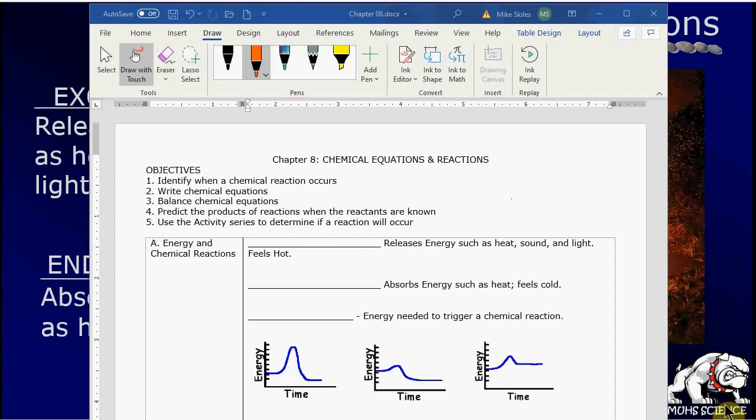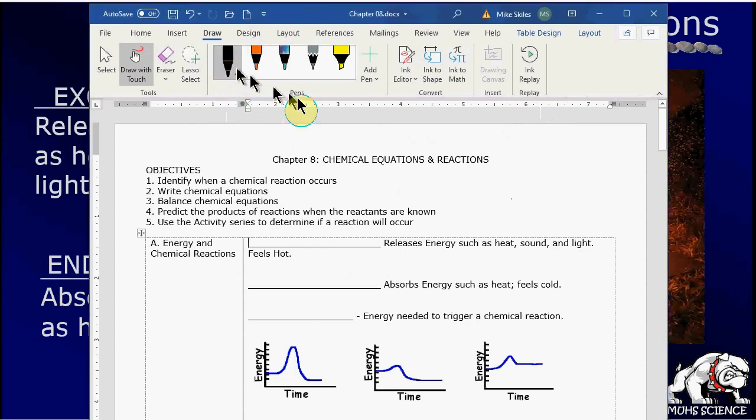I have a picture of your notes up. I've posted your notes in the files for Teams under Chapter 8, and I went ahead and included them in this assignment. Again, when you are doing the notes, you can either print these out and write on them directly. That's probably what I would do.